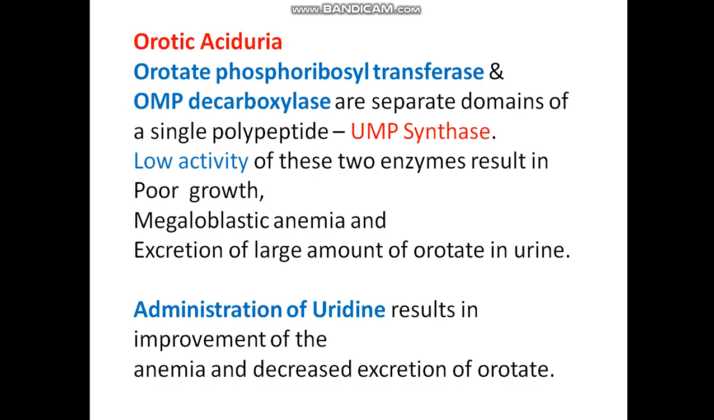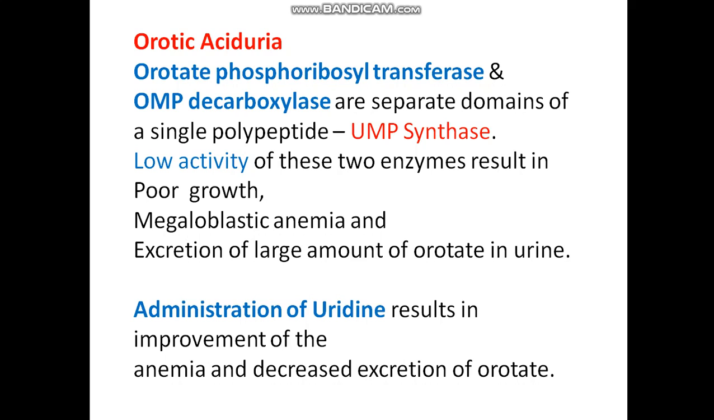Orotic aciduria: orotate phosphoribosyl transferase and OMP decarboxylase, the last two enzymes of the synthesis pathway of the pyrimidine, are separate domains of a single polypeptide enzyme, that is UMP synthase. If there is low activity of these two enzymes, that results in poor growth, megaloblastic anemia, and excretion of a large amount of orotate in the urine. And you have to differentiate between the amino aciduria and orotic aciduria.